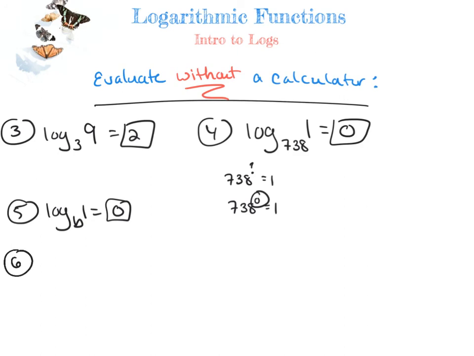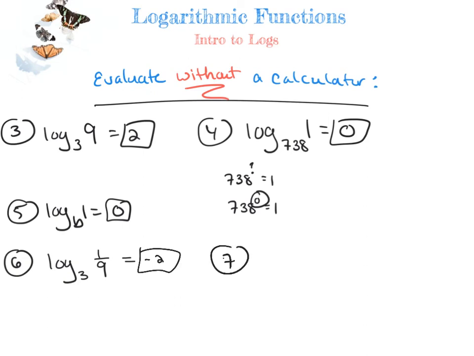What if we did log base 3 of 1/9? What is the exponent we put on a 3 to make it 1 over 9? Well, 3 to the 2 would make it a 9. So 3 to the negative 2 would make it 1/9.